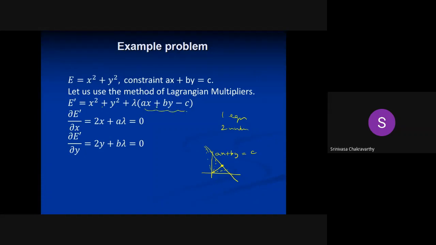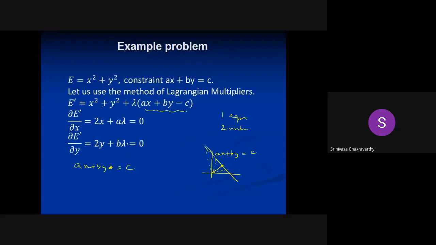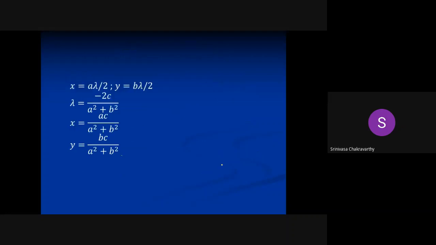Now, if we differentiate this with respect to x, y, and lambda, you get these two equations, and also you get ax plus by equal to c. If you solve these three, you can show that x is equal to ac by a squared plus b squared, and y is equal to bc by a squared plus b squared. And you can recall your high school coordinate geometry. You can show that that is the foot of the perpendicular from the origin to the straight line.